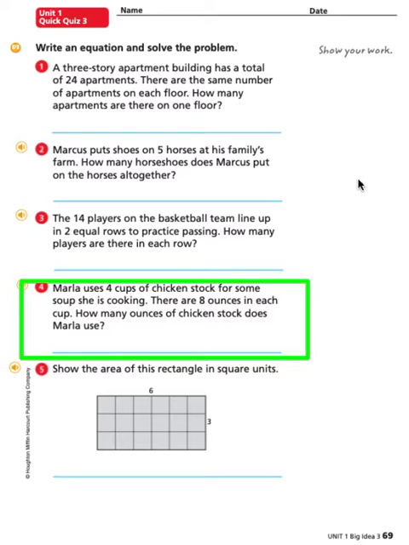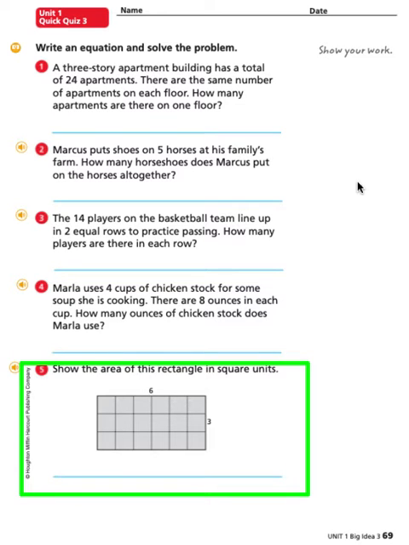Number 4, Marla uses 4 cups of chicken stock for some soup she is cooking. There are 8 ounces in each cup. How many ounces of chicken stock does Marla use? You can draw a picture for this one as well, and then write a multiplication or division problem to solve.